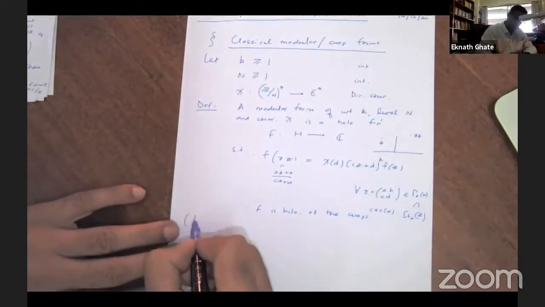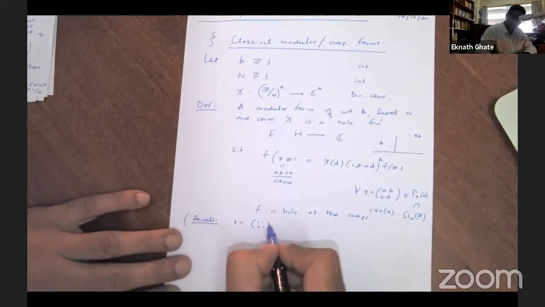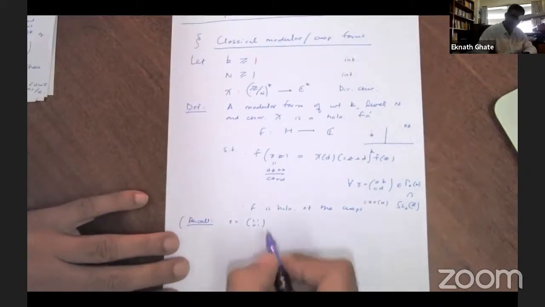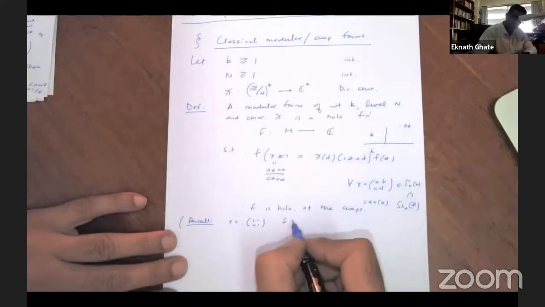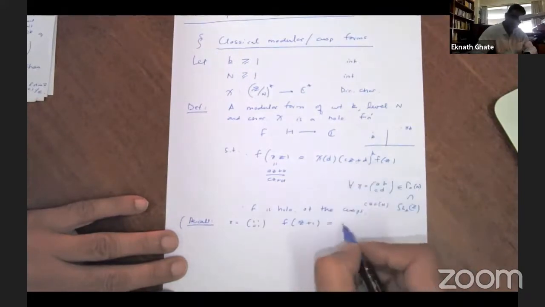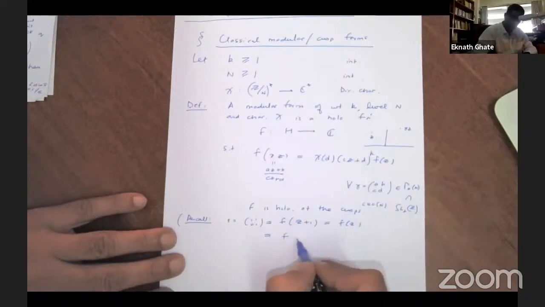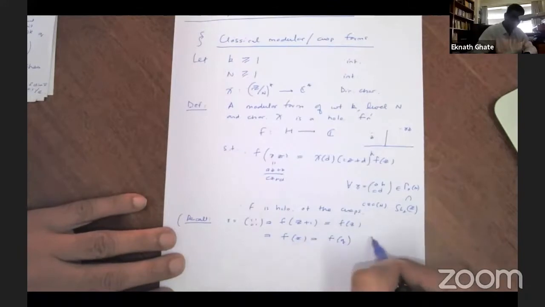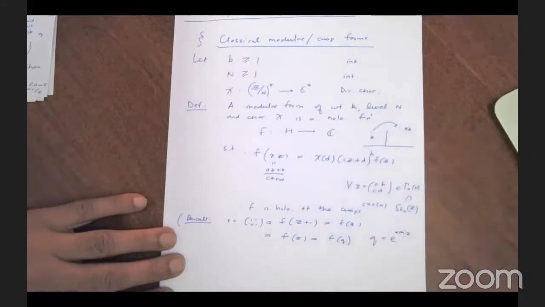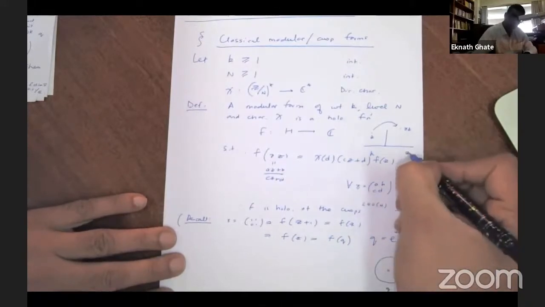Maybe a brief recall on that. If you take the matrix gamma to be 1, 1, 0, 1, then this condition becomes something very simple. It's just f of z plus 1, chi of 1 is 1, cz plus d is just 1, so it's just f of z. That means f is actually a function of q, where q is equal to e to the 2 pi i z. These matrices act, so this upper half plane gets replaced by the punctured unit disk. This is the q variable and this is the z variable.